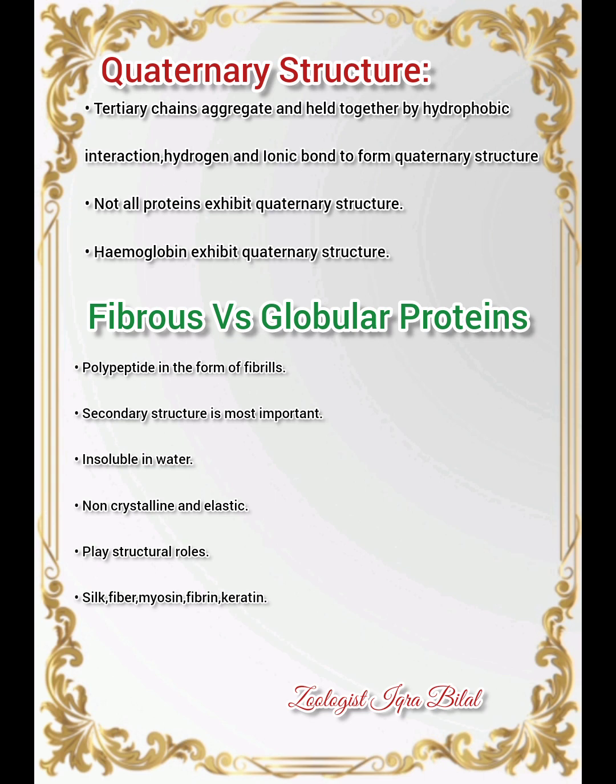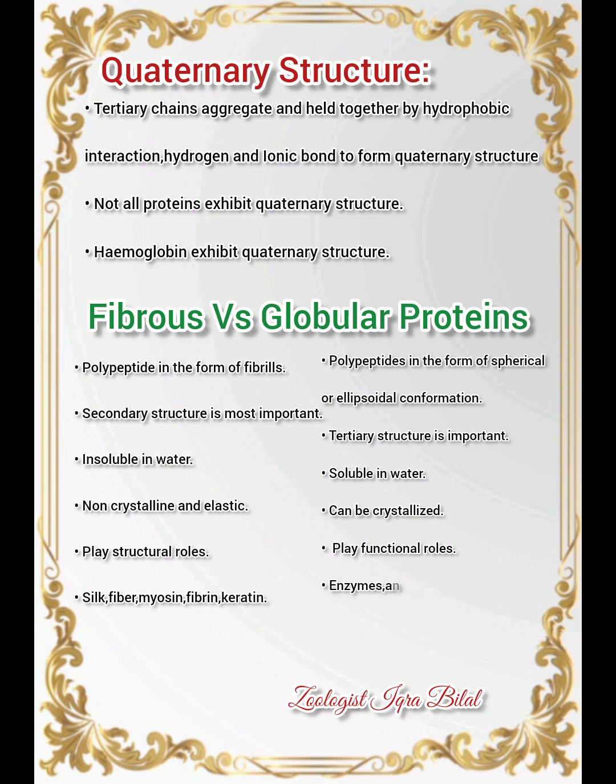Now, most important of the proteins, fibrous versus globular proteins. In fibrous proteins, the polypeptide is in the form of fibrils. Secondary structure is most important. They are insoluble in water. They are non-crystalline and elastic. They play structural roles. For example, fibrous proteins are silk fiber, myosin, fibrin, keratin, etc. These are fibrous proteins because they are in the form of fibers.